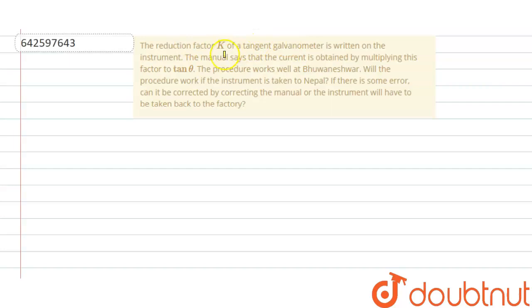Let's solve the question. The question says, the reduction factor K of a tangent galvanometer is written on the instrument. The manual says that the current is obtained by multiplying its reduction factor K to tan theta. The procedure works well at Bhuwaneshwar. Will the procedure work if the instrument is taken to Nepal? If there is some error, can it be corrected by correcting the manual, or will the instrument have to be taken back to the factory?